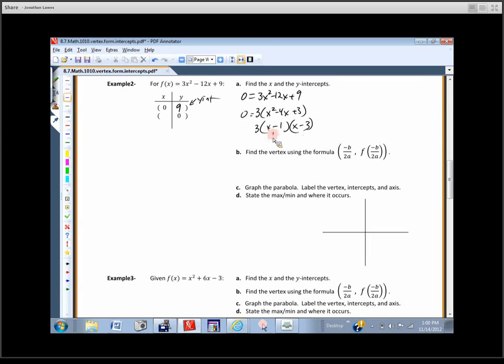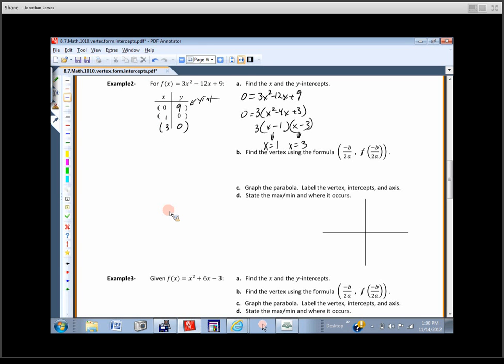So what's the X-intercept that comes from this factor? 1. And the X-intercept that comes from this factor? 3. So here's what I've got. 1 is one of them. Negative 3 is the other one. Oh, sorry. Positive 3, isn't it? Positive 3. Got it? Yeah.